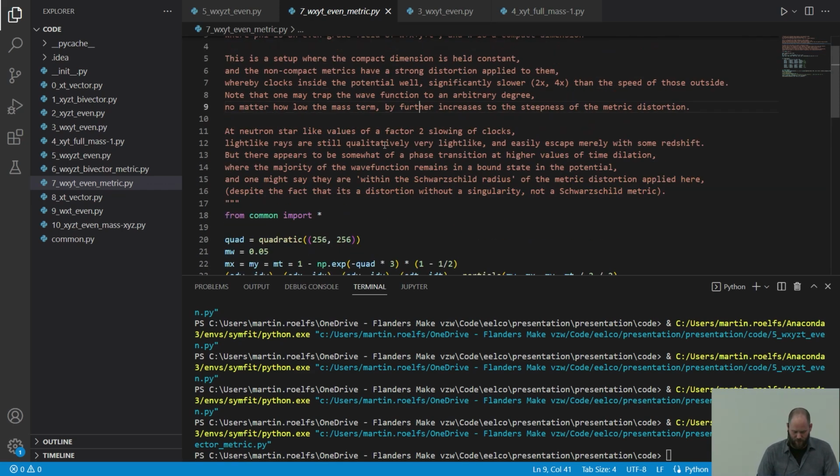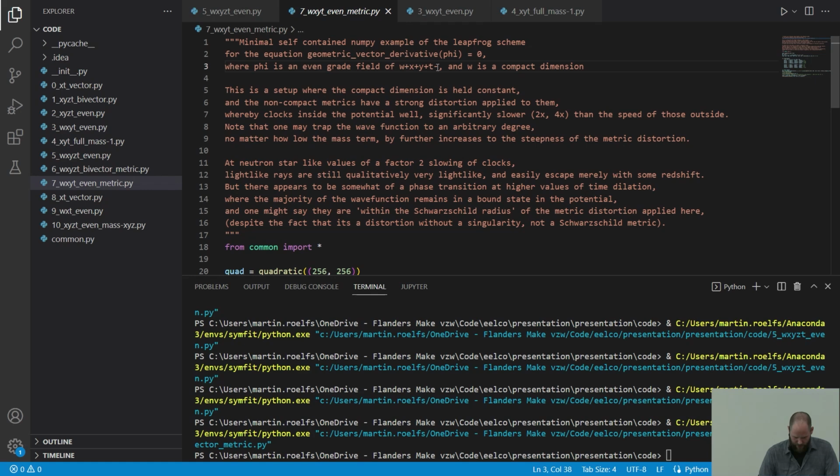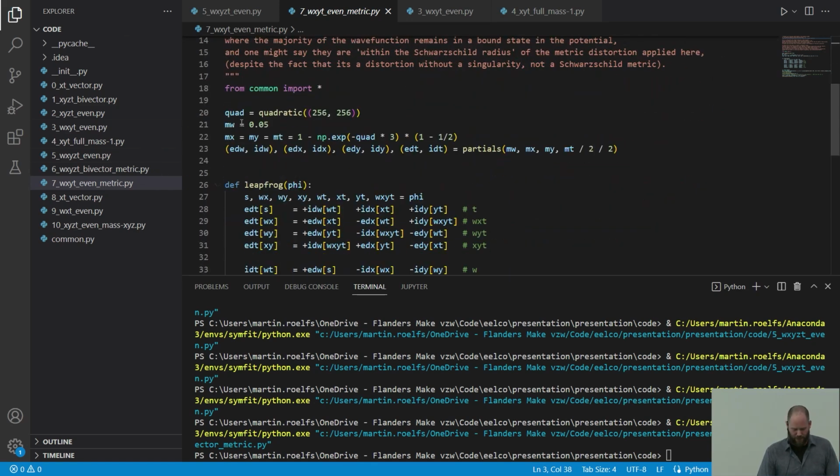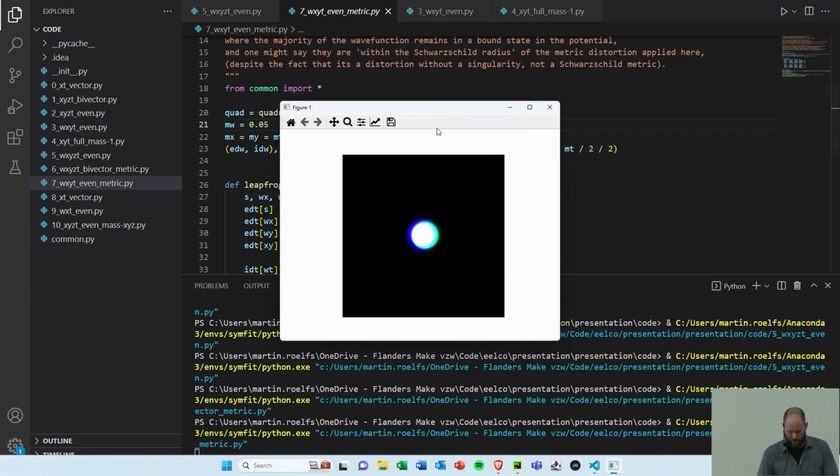So what we've got here is W, X, Y, T. Two non-compact dimensions, and a W, so we can do mass, if you will. But we're not really going to do anything interesting with the mass. We're just going to give it a constant value, so there are no variations in W. I said I was going to run it first, so let's take my own advice.